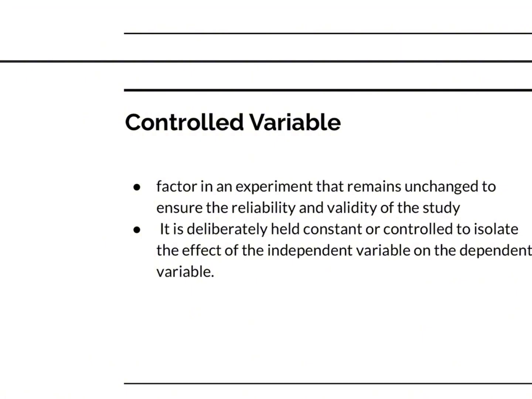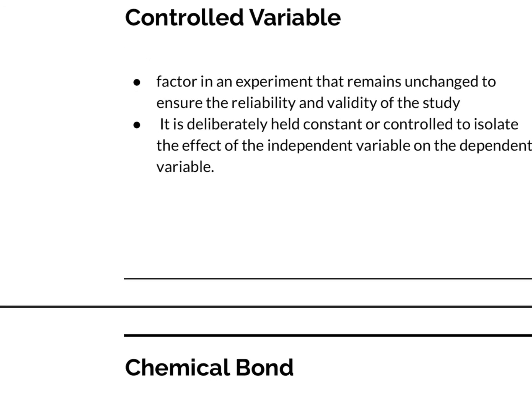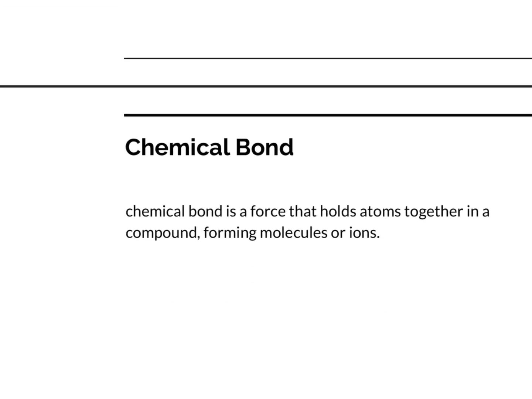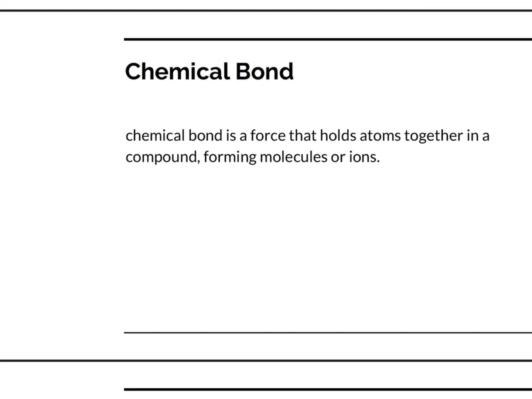What is the controlled variable? Well, it is a factor in the experiment that remains unchanged to ensure the reliability and validity of the study. It is deliberately held constant or controlled to isolate the effect of the independent variable on the dependent variable. Chemical bond: a chemical bond is a force that holds atoms together in a compound, forming molecules or ions.